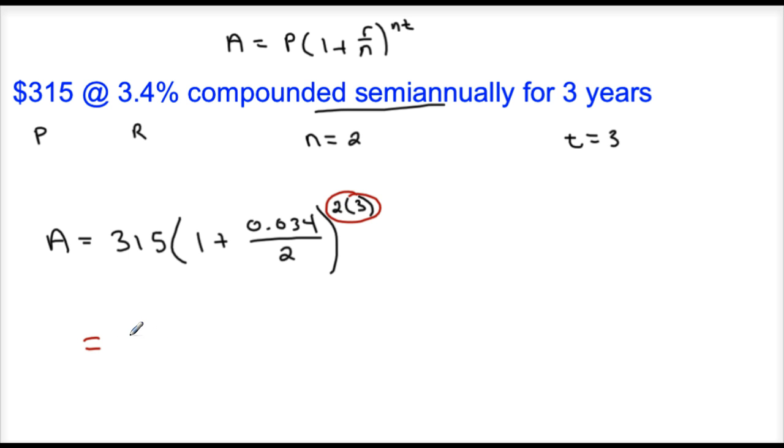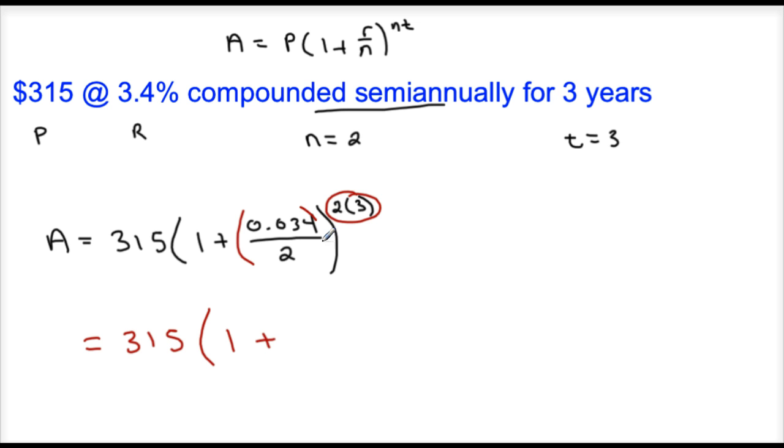So in my calculator, 315. Now depending on the calculators, some calculators read it a little better, but be careful here, okay? So 315, open parentheses, 1 plus. Now I want the calculator to do this part first.